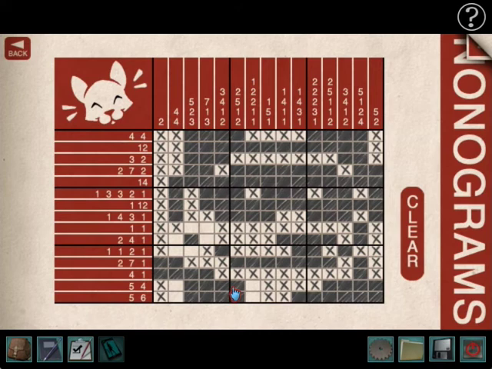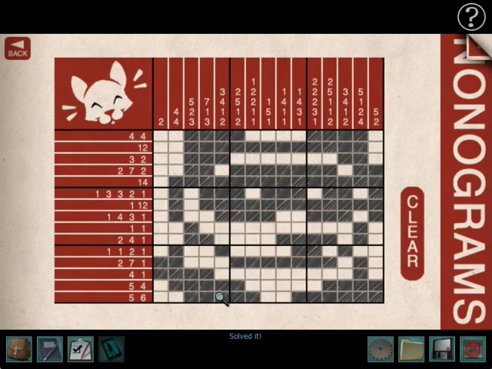And I know there's not going to be multiple solutions to this. But if I had to hazard a guess, I would say that that goes there and this goes there. Which means that this goes there. And that goes there. And this goes here. Solved it. Perfect. Alright.